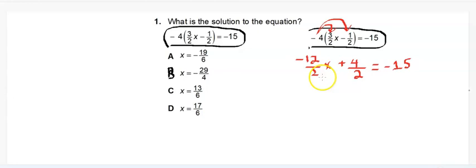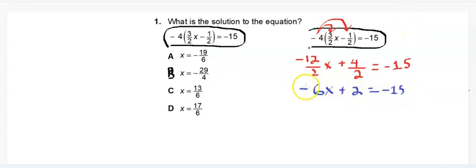Let's see if we can simplify. Let's see if we can clean up the equation first before we even try to solve for x. Well, -12 divided by 2 is -6. Oh, that's awesome. That is so cool, right? Nice number. Plus 4 divided by 2 is 2, equal to -15. All these fractions turn into very nice, simple equations: -6x plus 2 equal -15.